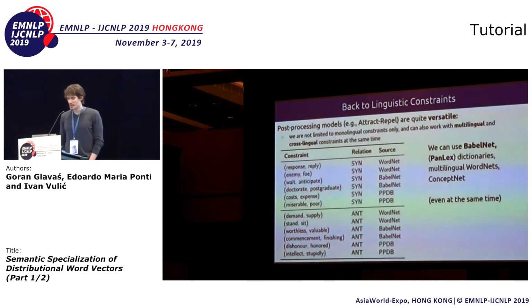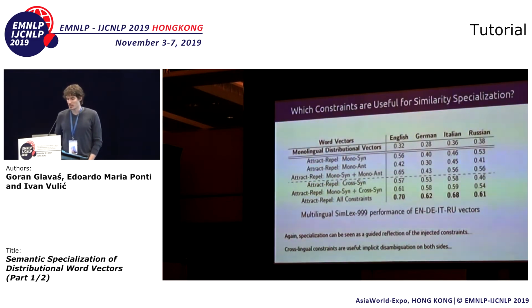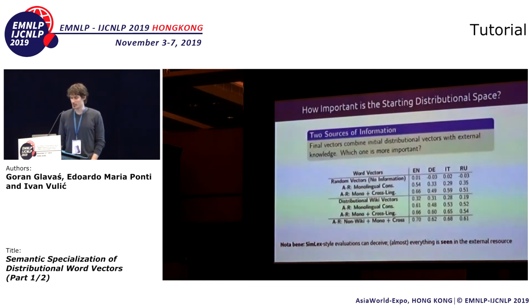Concerning linguistic constraints, as I said, we can actually get linguistic constraints from different resources, even at the same time. And we can also use cross-lingual constraints. So we'll see more about that in the cross-lingual section later on. And we did some analysis and basically showed that all sorts of constraints are useful. So monolingual synonyms, monolingual antonyms, cross-lingual synonyms, antonyms, they all contribute to the overall performance of the specialization model.